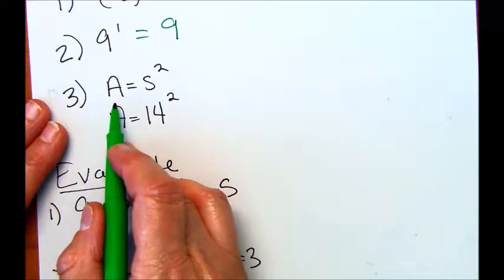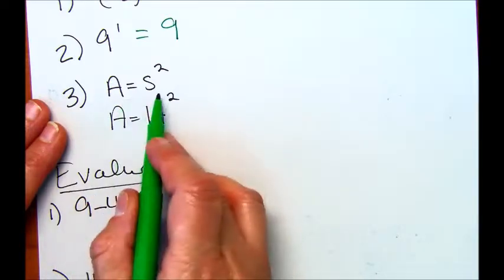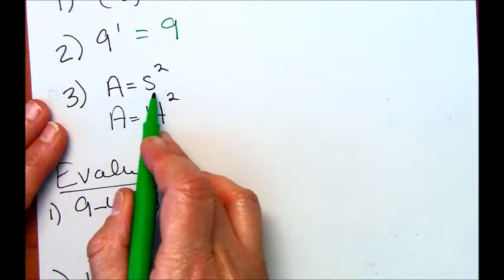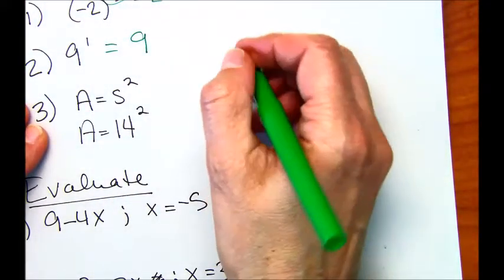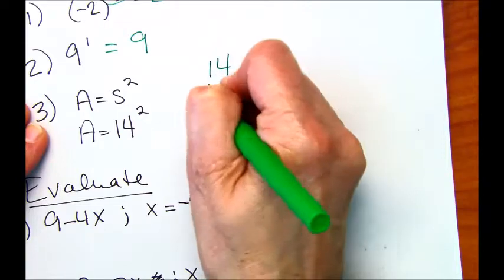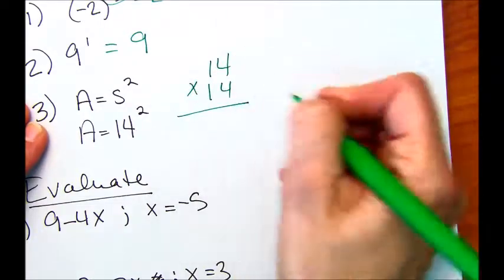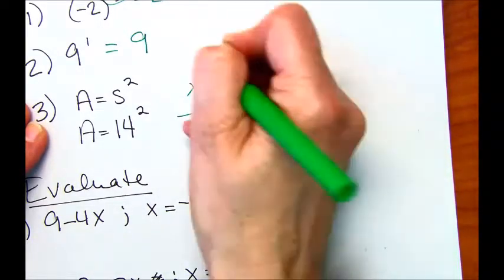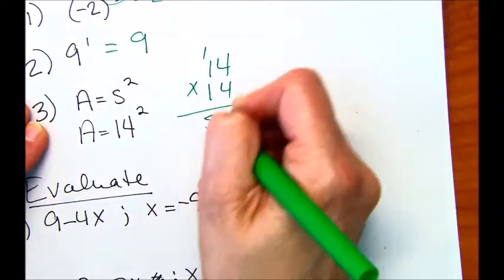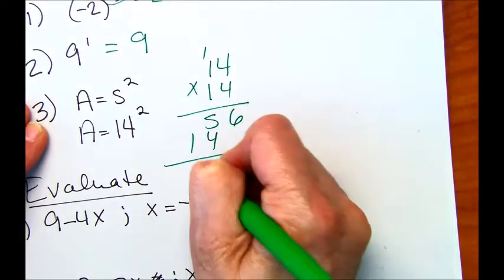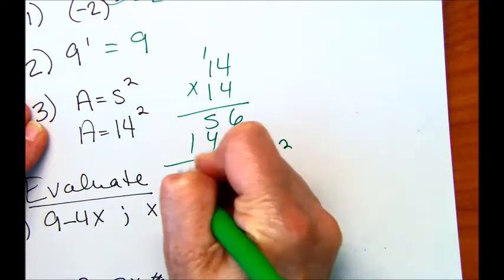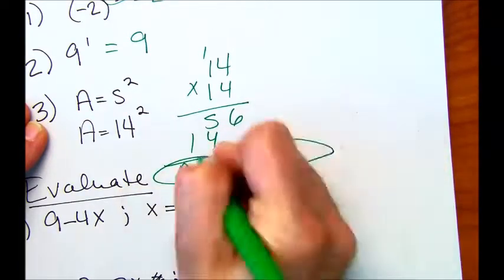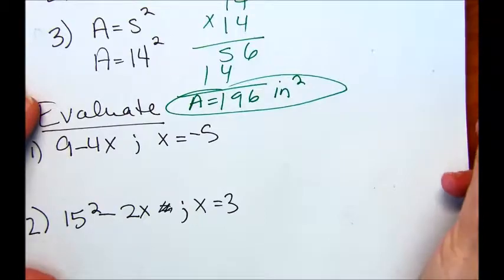But number 3 was an area problem. The formula for area of a square is side squared. So we just plugged in the 14. And then when you multiply 14 times 14, you should get 196. So let's see about like that. 4, 1. Yep, 196. And that's going to be inches squared. So area equals 196 inches squared.